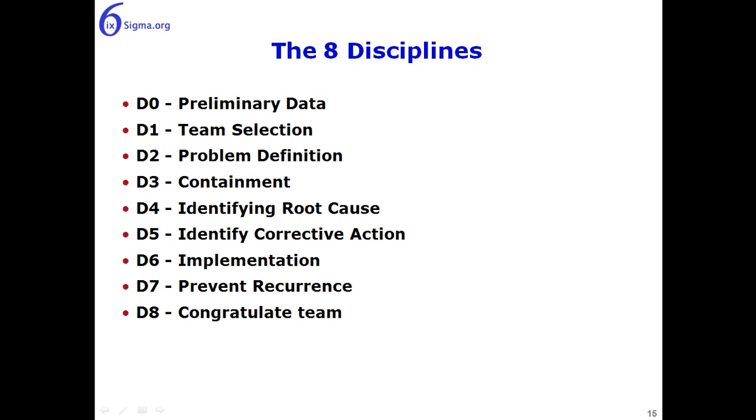As we saw last time, there are 9 steps to the 8D process, beginning with D0, which is gathering preliminary information. D1 is selecting the team. D2, defining the problem. D3, containing the problem. D4 is identifying root cause. D5, identifying corrective action. D6, implementation of the corrective action. D7, identifying means of preventing recurrence of the problem. And D8, congratulating the team.